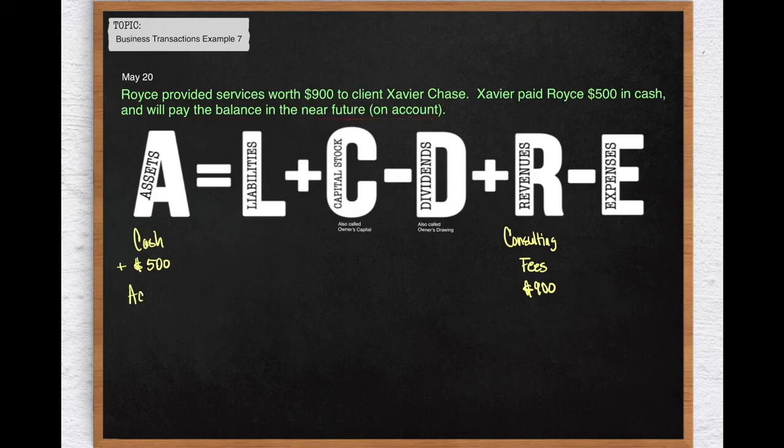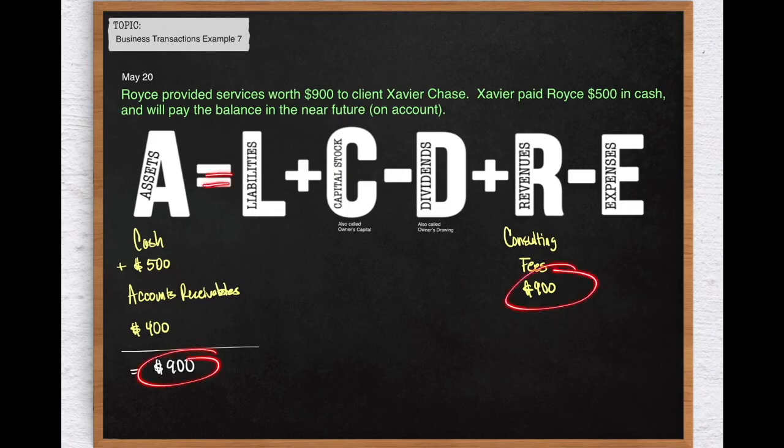So the expectation to receive money in the future is considered accounts receivable. And the expectation to receive money in the future just went up $400. Consulting fees were $900. Cash went up $500. And accounts receivable, the expectation to receive money in the future just went up $400. So on the left side of the equation, you add 5 plus 4, which will give you the $900. That will equal the positive amount on the other side of also $900. So your accounting equation stays in balance.